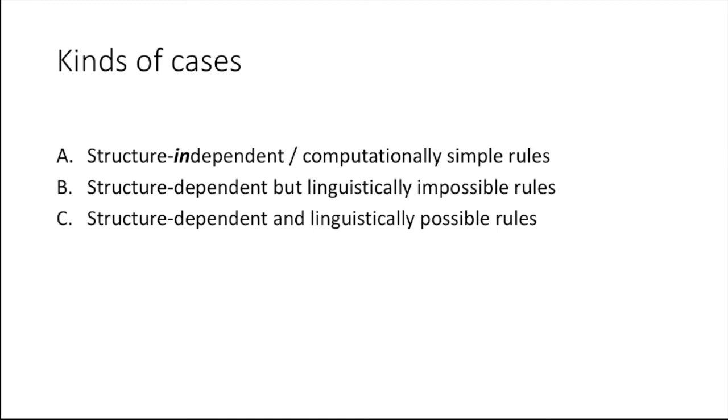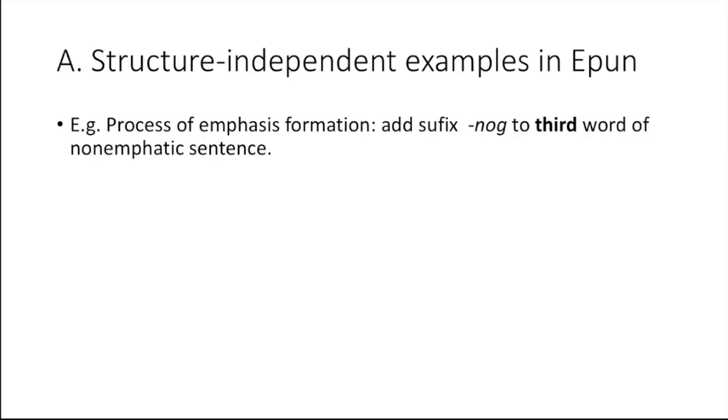So an example of a rule that is structure independent but computationally simple is a rule that they invented for Ipan, which is a process of emphasis formation, which consists of adding a suffix nog to the third word of a non-emphatic sentence. So this is structure independent because this doesn't mention phrases or hierarchical structure. It's just counting words, again, as if they were beads on a string.